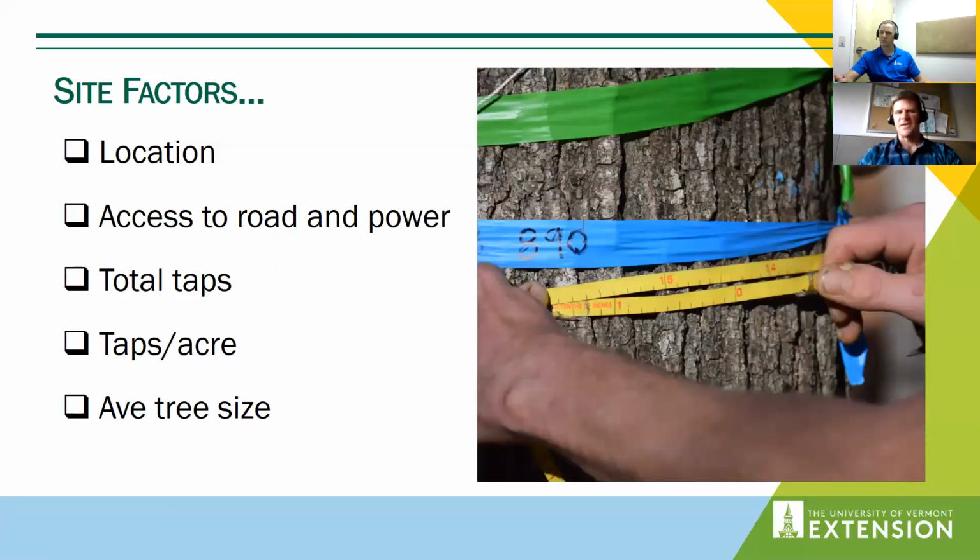So tree size, obviously. Is there a forest management plan? Is there an inventory? Do you know really what trees are available? And can you reliably get an estimate of how many taps and the size of those trees? That's going to put you in a better position in terms of deciding how much, maybe above a base price for rental, that you'd be willing to pay.